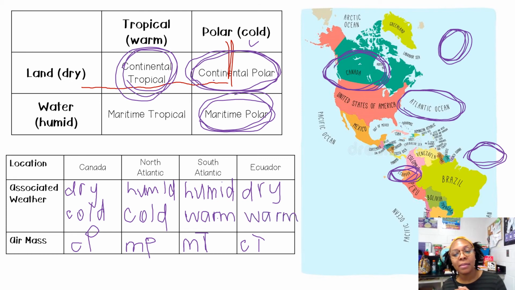All right. So remember, if it's over land, it's continental. If it's over water, it's maritime and it's humid. Over land, it's going to be dry. There's no water. When you think of land, let's say there's no rain, there's no rivers, lakes, it's just the land. It's dry. All right. But over water in the ocean, maritime, that is humid. So it's going to be humid over there. All right. Polar is cold, tropical is warm.